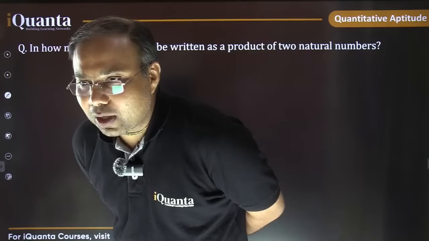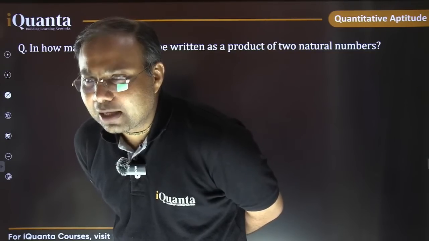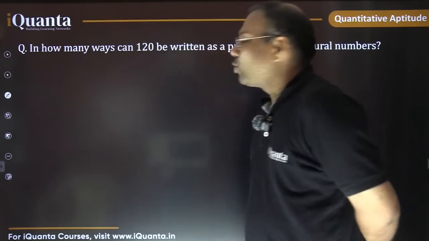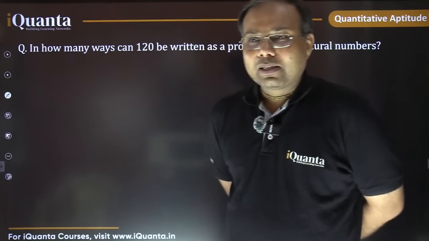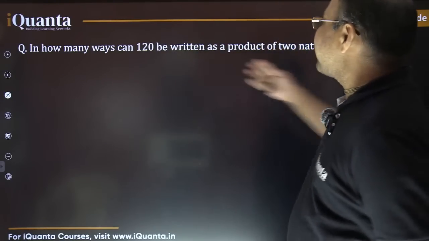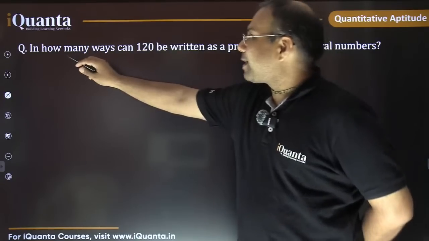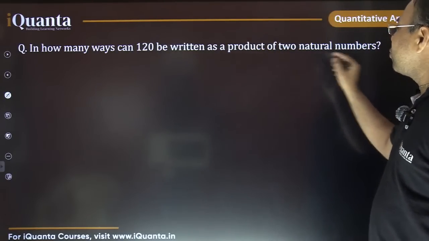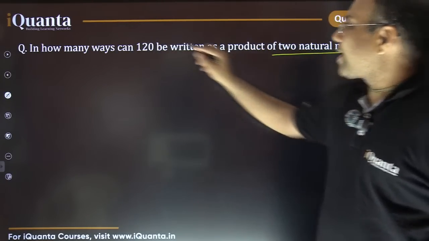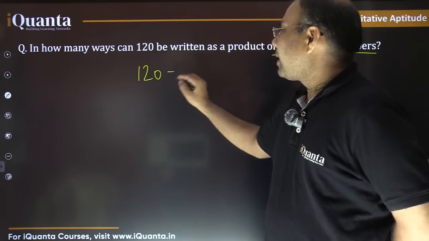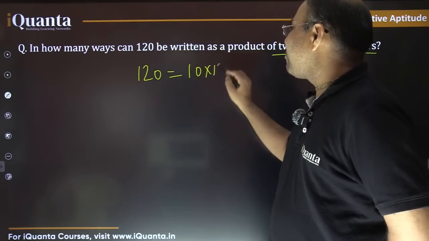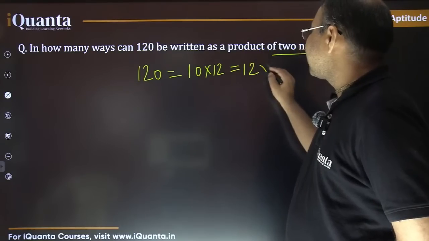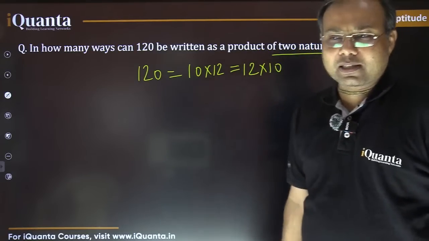Ordered, unordered hoga, isme, usme confused hai. Why confuse, Yash? You know what is the meaning of ordered? When naming is there, there is no naming right now. It is just saying in how many ways can 120 be written as product of two natural numbers. That's it. So if you write 120 as 10 into 12 or 12 into 10, that is same thing. That's not a different case.